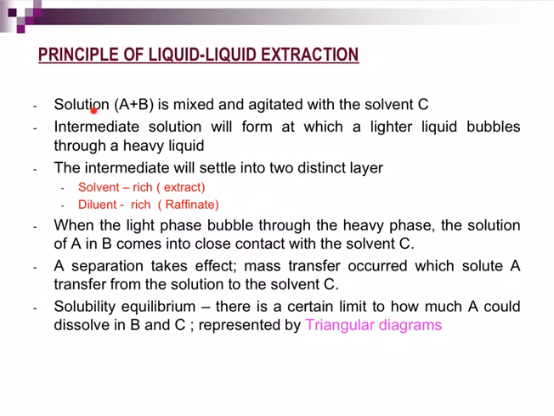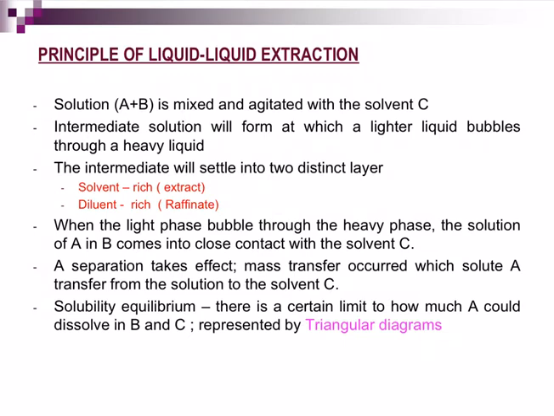We have a solution, which consists of components A and B, that is mixed and agitated with the solvent C. The solution represents the feed solution that you have. You can have component A, component B, and component C in your feed solution, but let's assume that A is our solute in the solution. We want to separate solute A from this solution, so it needs to be mixed with solvent C.